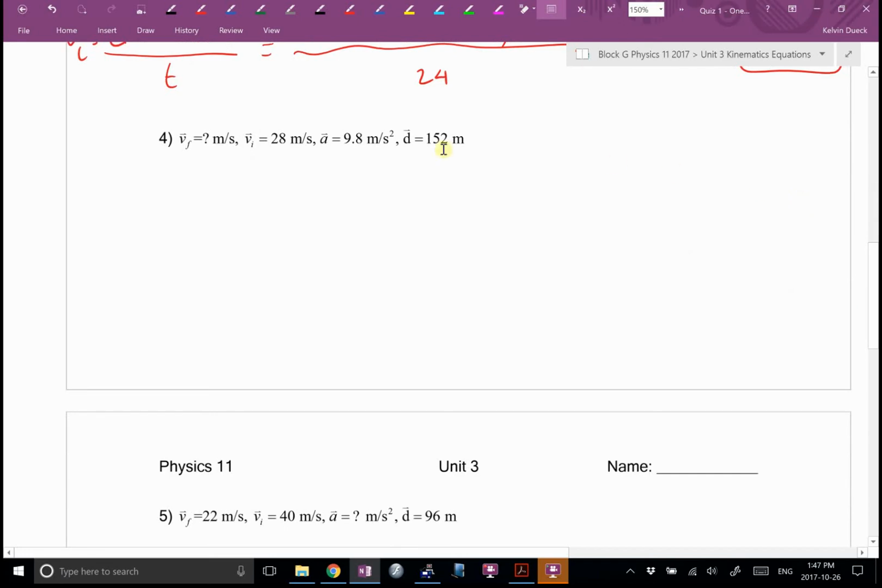I'm looking for an equation that has a VF, a VI, an A, and a D in it. There is one. How to get the VF by itself. Isn't it by itself, Mr. Dewick? Not quite. The VF squared is by itself. Square root. And the way I show that, I cross out the squared.